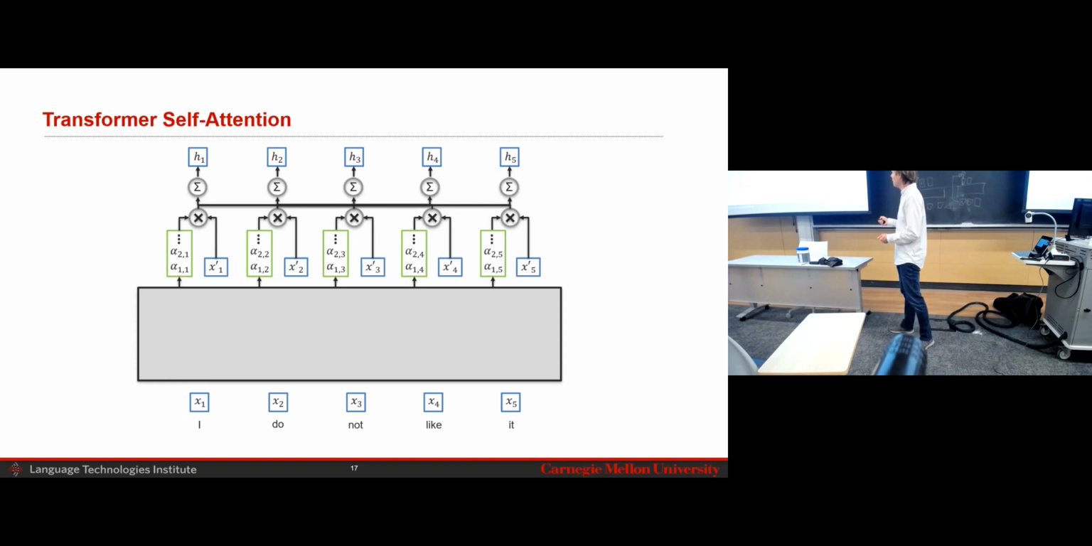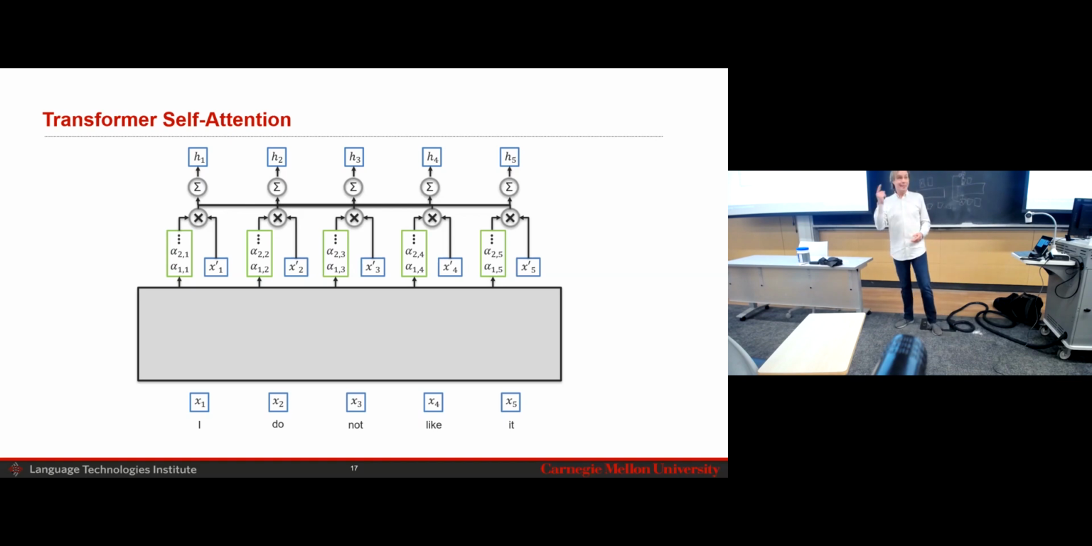So for the "light", I will also have an attention. I didn't show it explicitly, which would be alpha 4,1. So how important for the word "light" is the word "I"? This attention here, alpha 4,3, is probably going to be really high because it's really relevant. When you have "light" and "not", they really change each other's meaning. And so I want to have the alpha high.